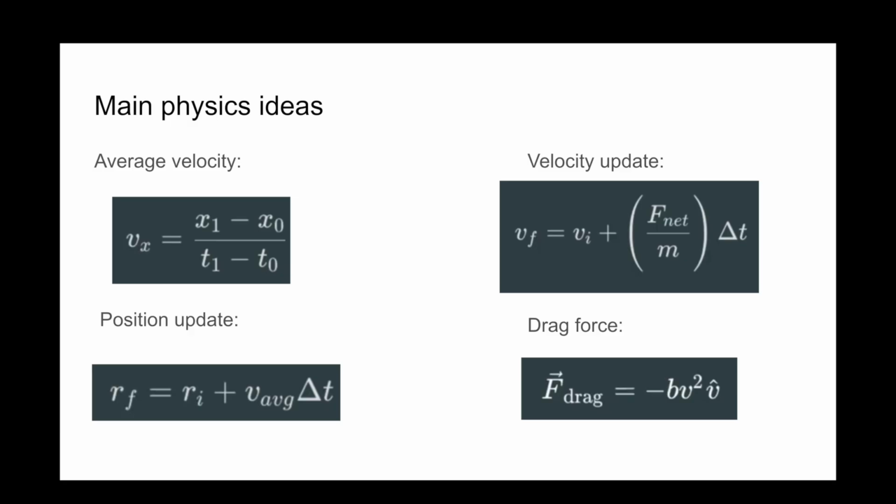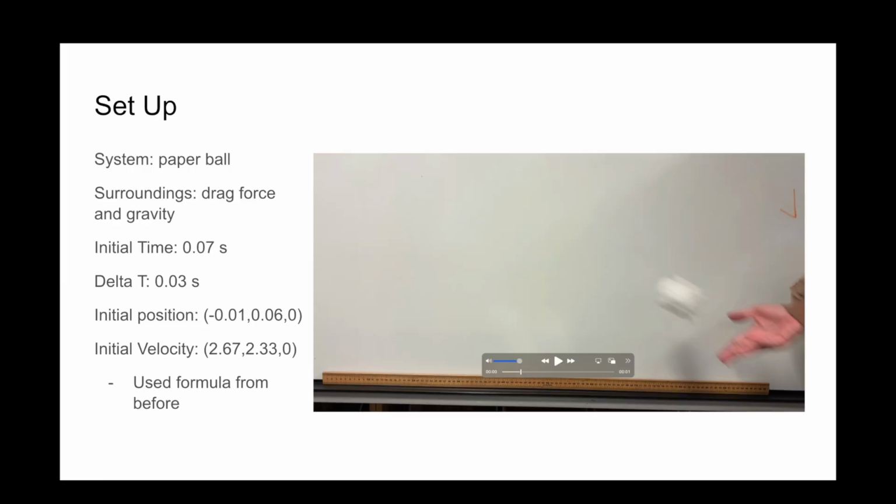So the main physics ideas are average velocity, which is used in the position update formula. And for the velocity update formula, we use the FNet from the drag force and the gravitational force to calculate acceleration. The drag force is on the bottom right, and that is used in the FNet calculations. And for gravitational force, we just use 0, negative ball's mass times the gravity constant.